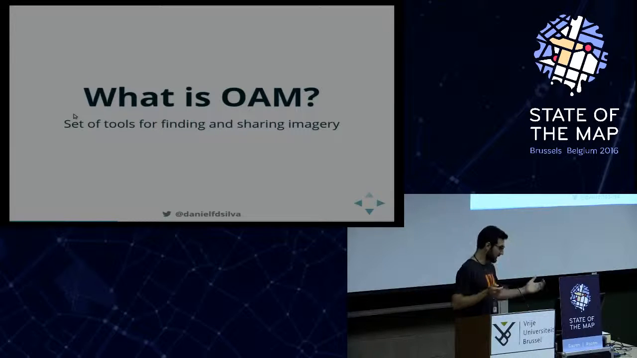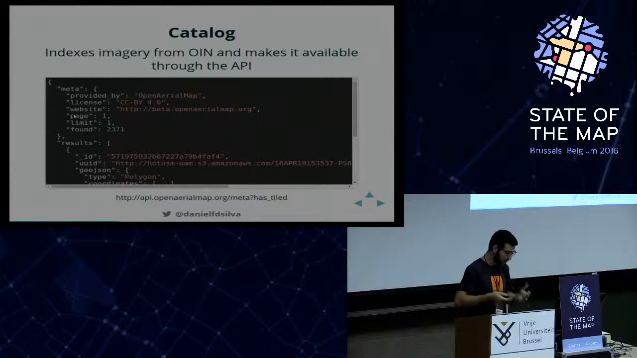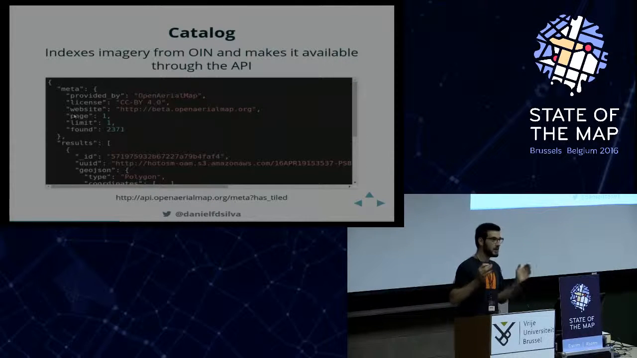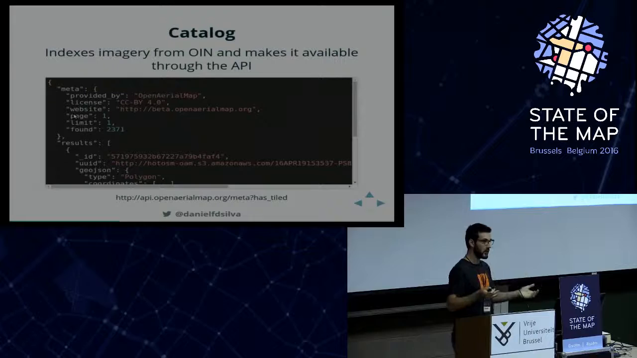Let's go over some of them. The catalog, it's like the core, if you want. It indexes the imagery that's available on the network and then makes it available through an API, which can then be used to query the whole database. You can query by the bounding box for a specific area, by different filters like acquisition date, basically anything that's available. So at this point we had a way to have imagery, a way to store imagery, and a way to access it, a way to find it.